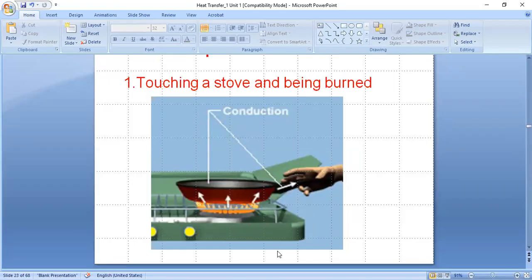See here, you have a stand here. Once you keep it above your stove, then continuously the heat will be transferred to your hand. That is the meaning of touching the stove and being burned, which is the mode of conduction.